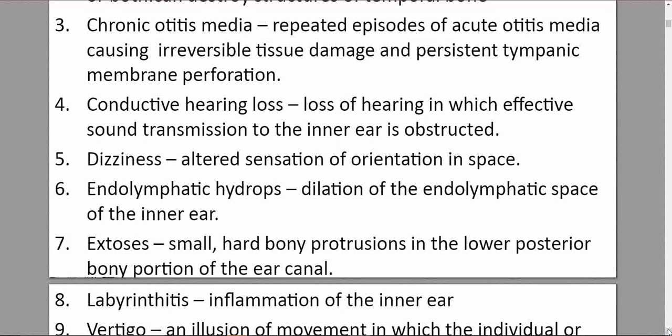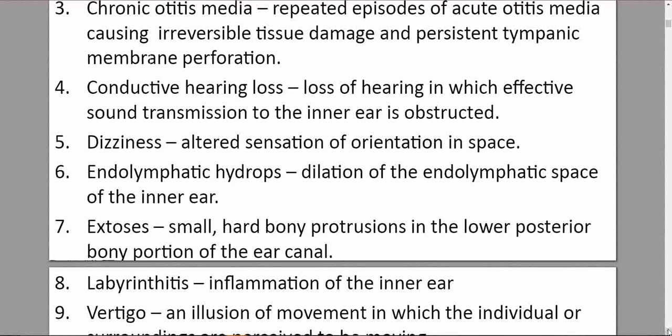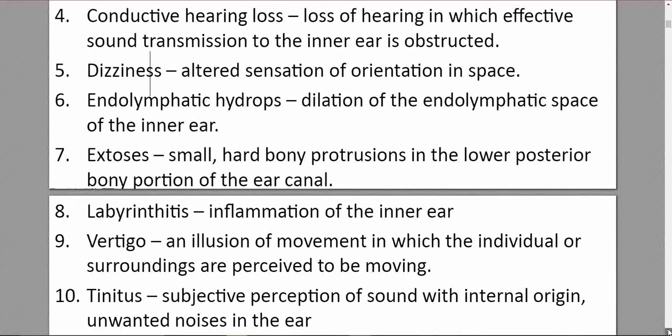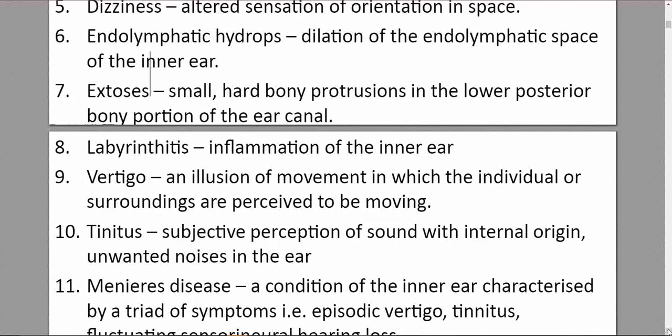Dizziness. Dizziness, that is altered sensation of orientation in space. To mean that, some people say, I'm dizzy, I'm wondering. You're supposed to be like, even the orientation, you don't understand. Yeah? You're confusing a bit. That's dizziness. Okay. We have another one called endolymphatic hydrops. That simply means the dilation of the endolymphatic space of the inner ear. We have another one called exostosis. Those are small, hard, bony protrusions in the lower posterior bony portion of the ear canal.